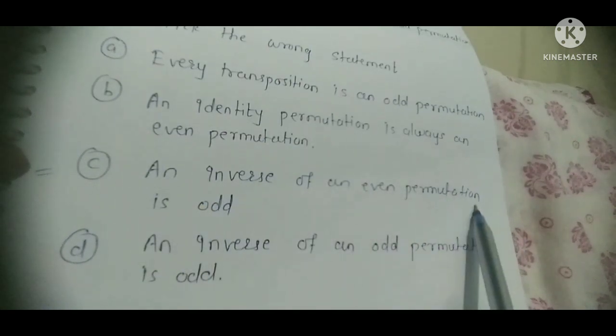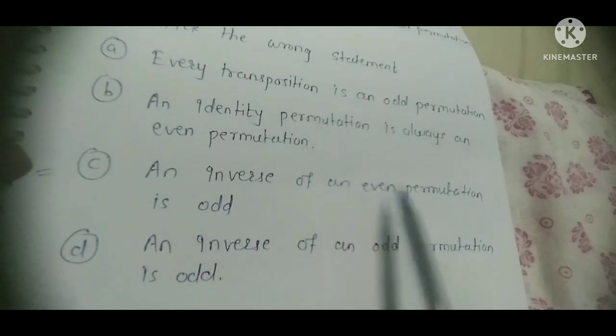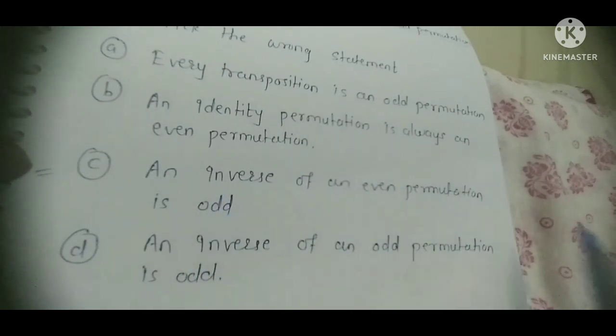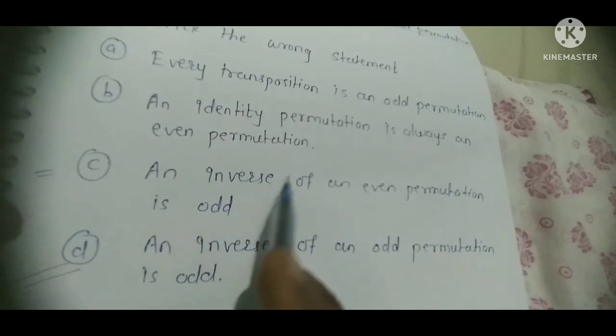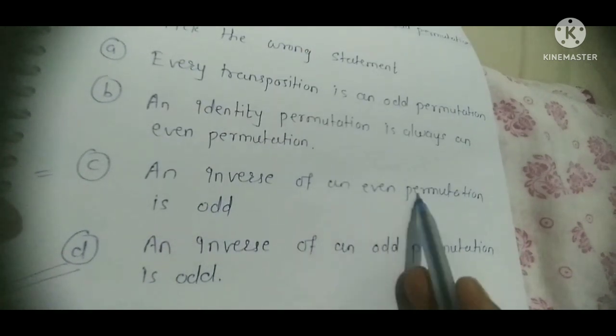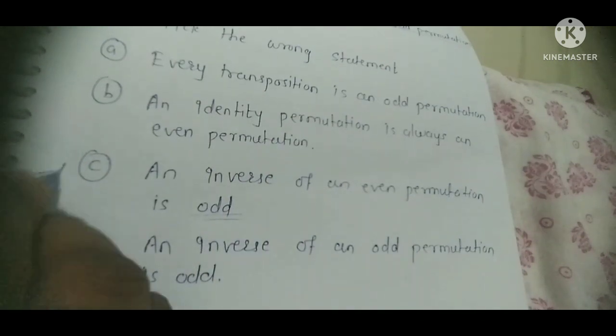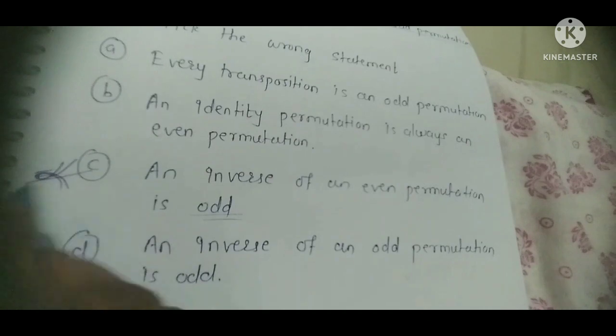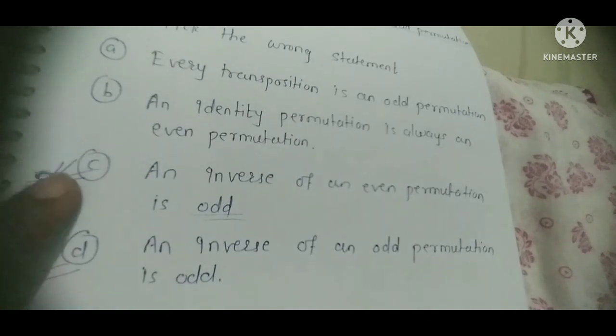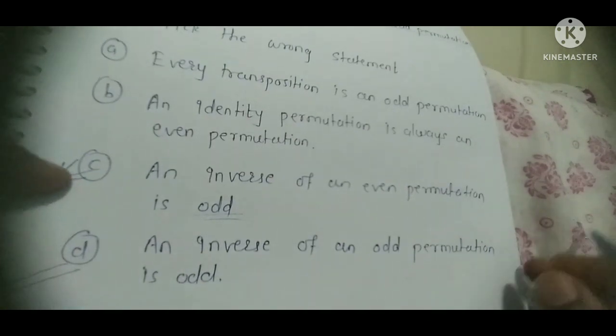The inverse of an even permutation is always even. The inverse of an odd permutation is always odd. Yes, the inverse of an odd permutation is odd, and the inverse of an even permutation is even, not odd. So option C is the correct one here. This is the wrong statement, and they are asking to pick the wrong statement.